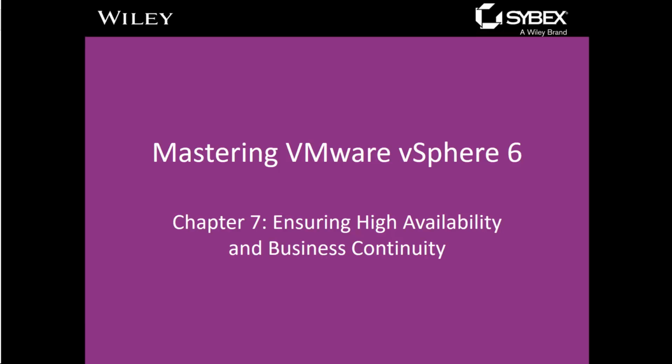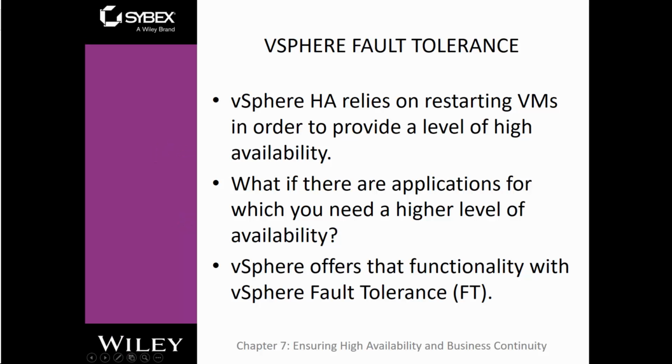Okay, so moving on to the next part. Just kind of weird that they didn't do part 2 here, but part of the fault tolerance is the next major feature. High availability relies on restarting VMs in order to provide that high availability. What if the application which you need requires a higher level of availability? That's where fault tolerance comes in.